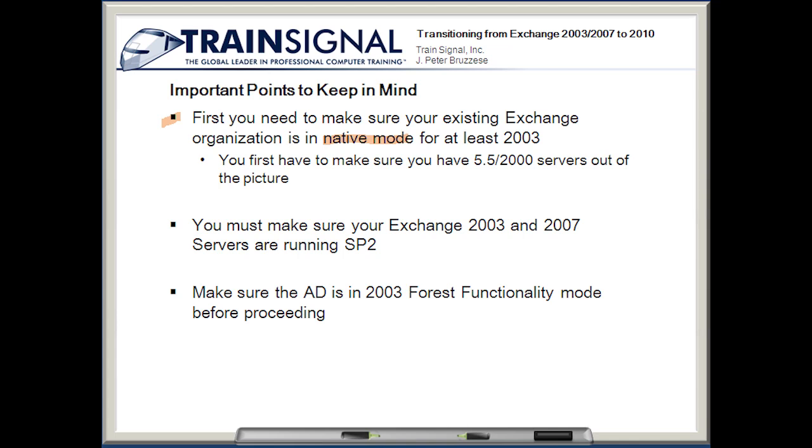The next item on the agenda is something that applies to both Exchange 2003 and 2007, and that is, in both cases, you're going to want to make sure you're running Service Pack 2. Or for a mixed environment where you have Exchange 2003 and 2007 servers in the same environment, you need to make sure those servers are running Service Pack 2. You're also going to want to make sure that the Active Directory Forest functionality mode is set to at least 2003. Also, at least one global catalog server in each site should be running Windows Server 2003 Service Pack 2.